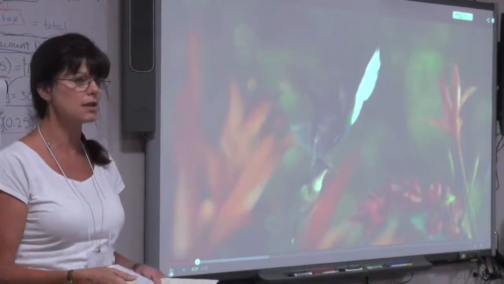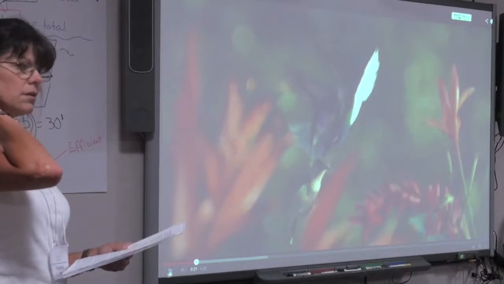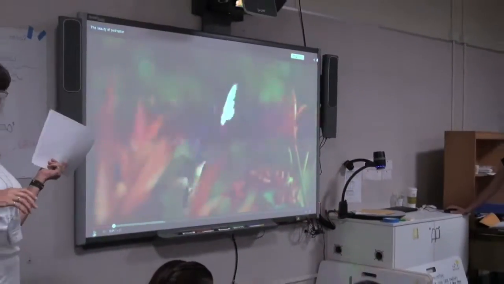Observations and questions. What's it called? Disney? Beauty of pollination. Well, it suggested another place that you can.